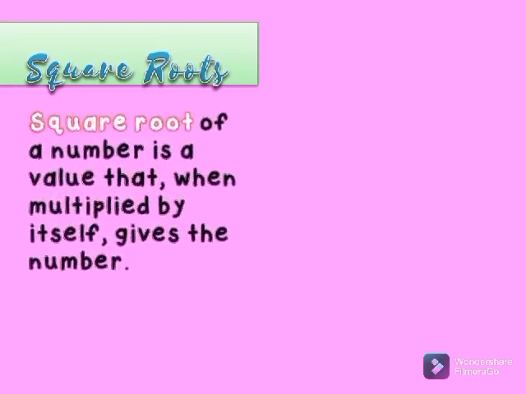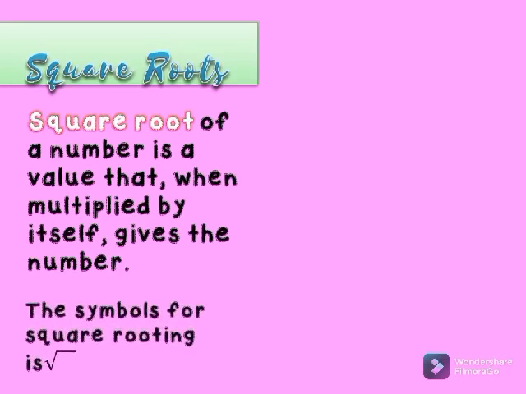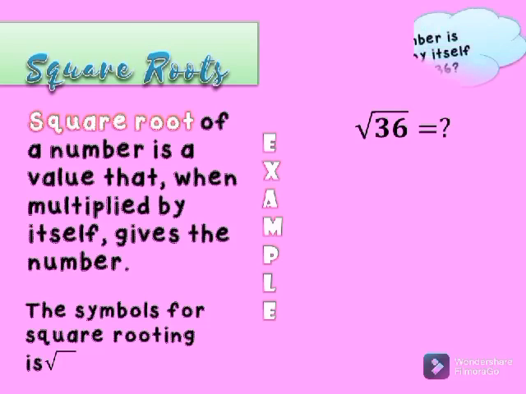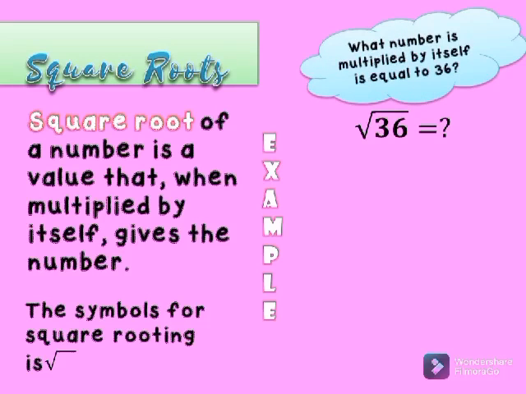Square roots. The square root of a number is a value that, when multiplied by itself, gives the number. The symbol for square rooting is this radical symbol. Let's have this example. What is the square root of 36? What number multiplied by itself is equal to 36? Okay, it is 6, since 6 times 6 is 36.